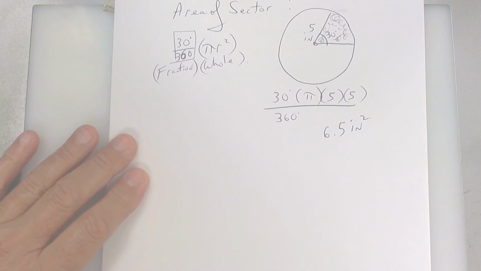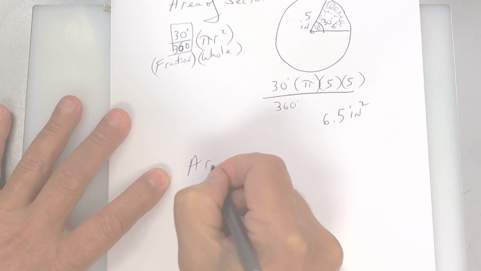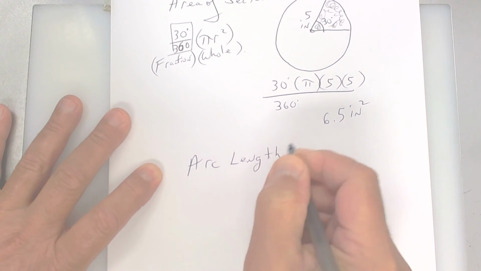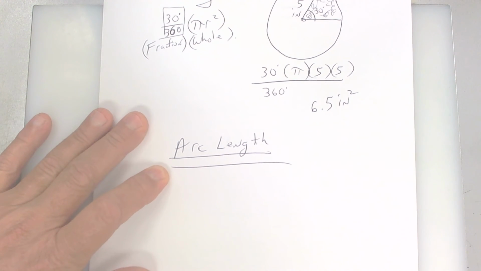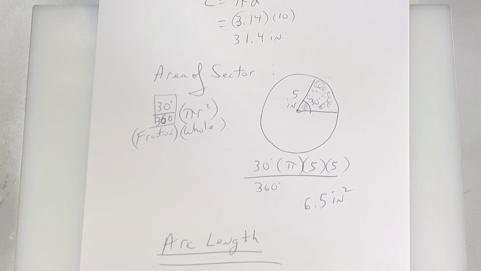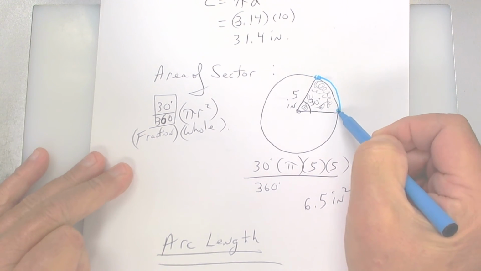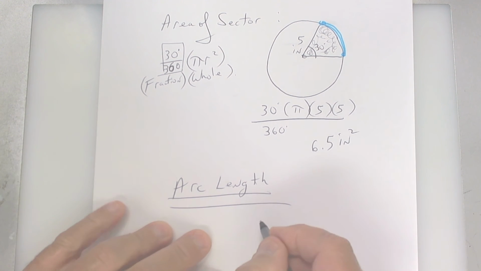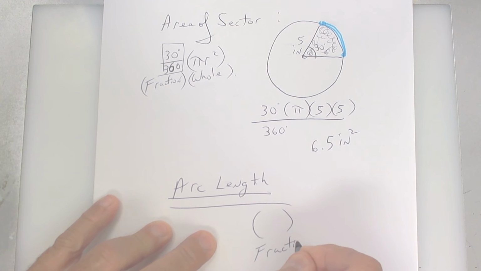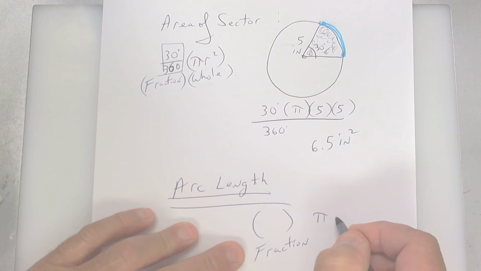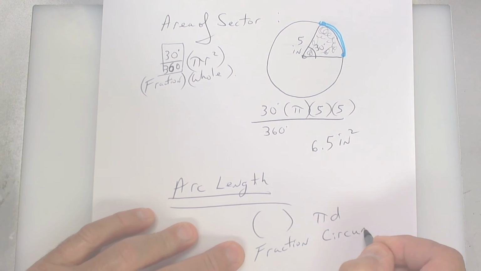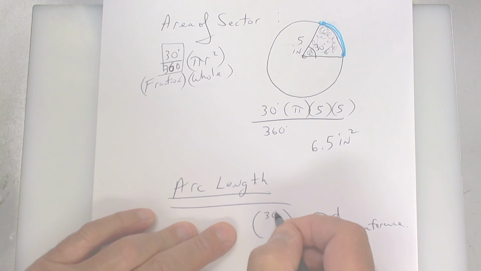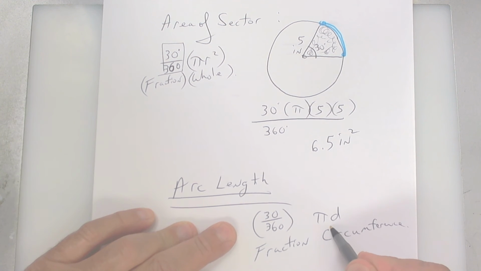All right? Now there's something called arc length. So copy that down. The arc length is how long this blue piece is from here to here. From here to here is called the arc length. How long is that? To do that, you're going to take a fraction. Here's the formula for this. A fraction times pi times diameter, which is circumference. Okay? So you're going to take the fraction, which is 30 over 360 times pi times diameter.